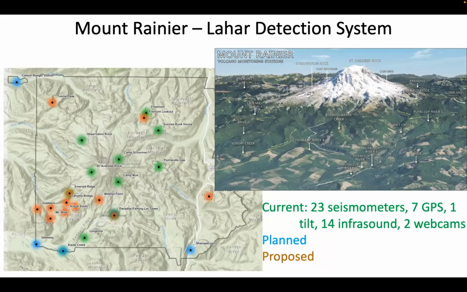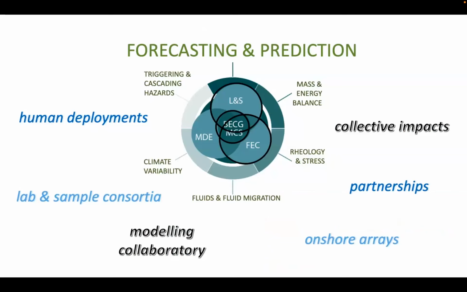The green dots are sites that are installed, and you can see the many types of instrumentation in green. There are stations already, other additional sites in the works, those are in blue, and then more proposed. So this is ongoing and really is an example of successful, in my mind, collective impacts.